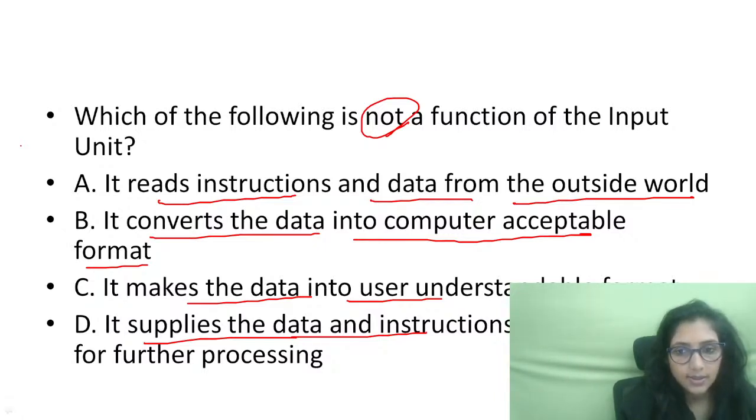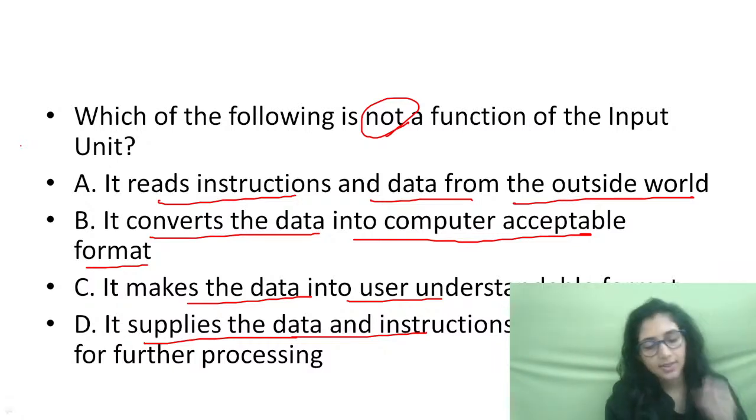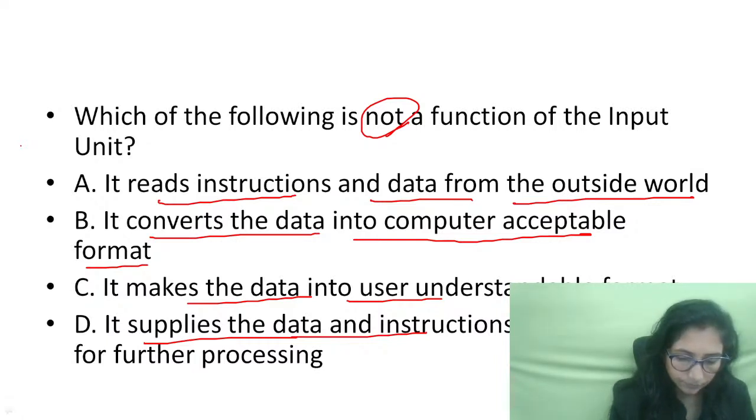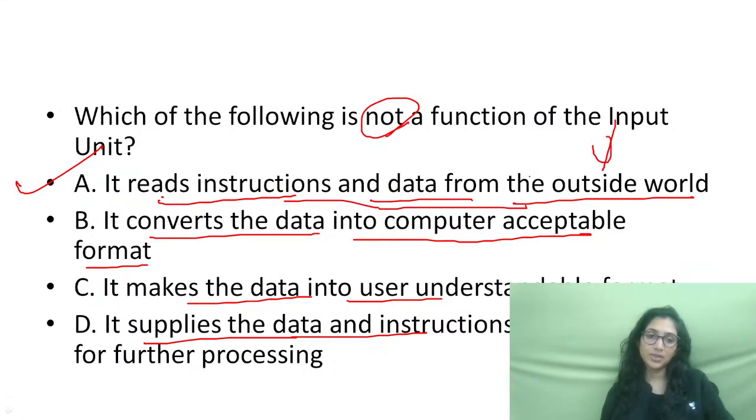Nidhi says it's C. And Amit also says it's C. So Nidhi has retracted the answer. Okay. So shall I tell you the answer, or shall I wait for some more time? So the answer is the first one. The input unit will not read the instructions and data from the outside world.